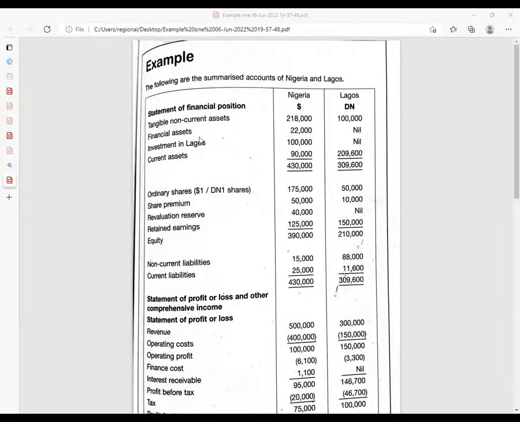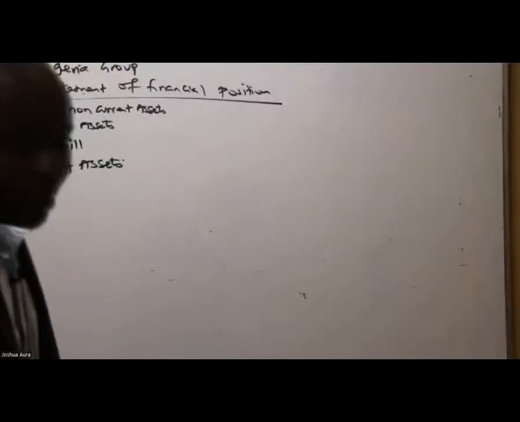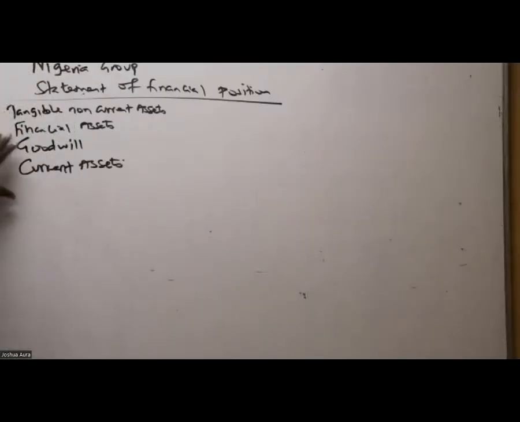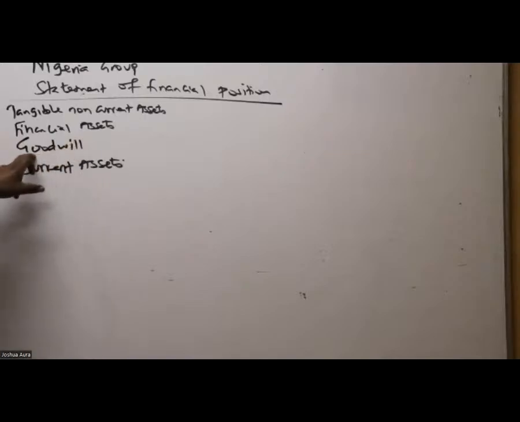And then now we have what we call the current assets. Now, after that, let me first of all allow you to copy whatever we have here. I'm simply copying everything. Apart from investment in Lagos that I've replaced with goodwill, everything else remains the same. Everything the way it is.